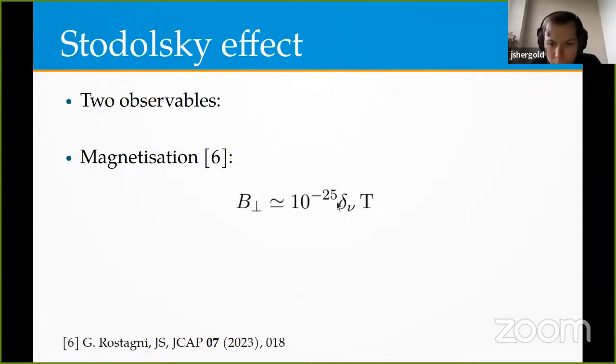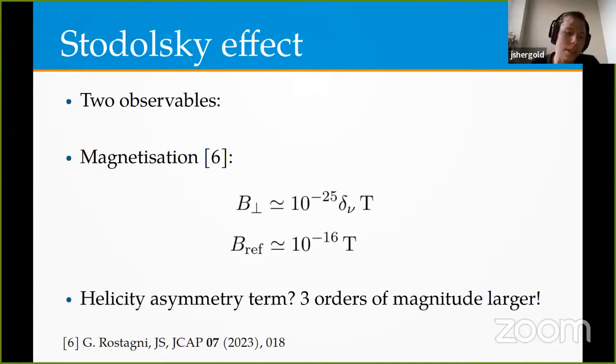It's about 10 to the minus 25 Tesla multiplied by this asymmetry parameter. For reference, we are sensitive to something like 10 to the minus 16 Tesla or so, which means that we're about 9 orders of magnitude off. However, remember I mentioned that we had this helicity asymmetry term. This is expected to be about 3 orders of magnitude larger or so, in which case we're only about 6 orders of magnitude off of measuring this thing, which is now significantly better than coherent scattering.